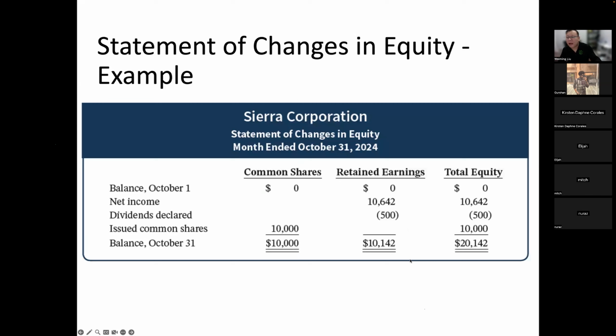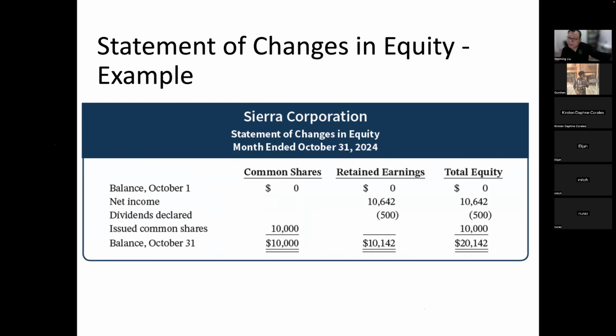Okay, so this will be one example. Again, in the future, you are required to prepare such a statement. It's really important. The header has 3 lines: the name of the company and the description of the statement. This is the statement of changes in equity, and for which time period? For the month ended October 31st, 2024.